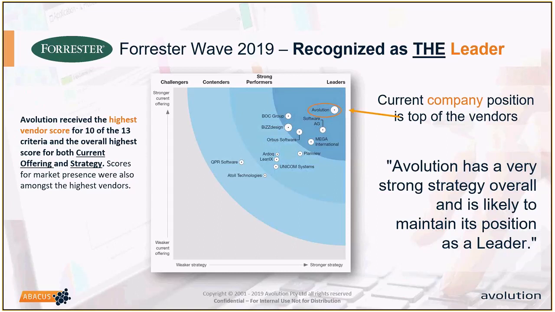So as you can see from the Forrester Wave 2019, we are ahead of the crowd when it comes to vendor scores, 10 out of 13 criteria, and the overall highest score for both current offering and strategy. The scores for market presence were also among the highest vendors.